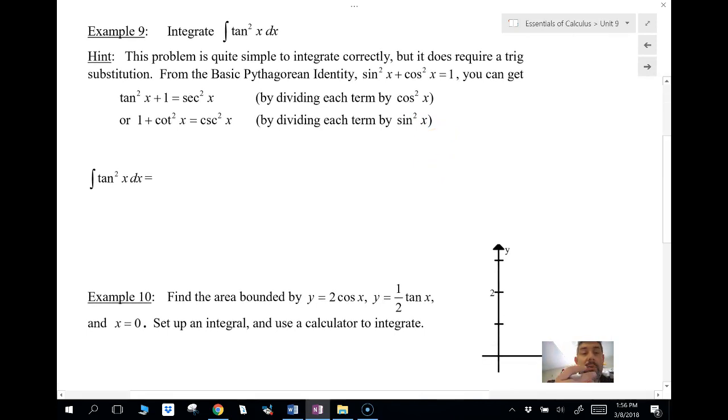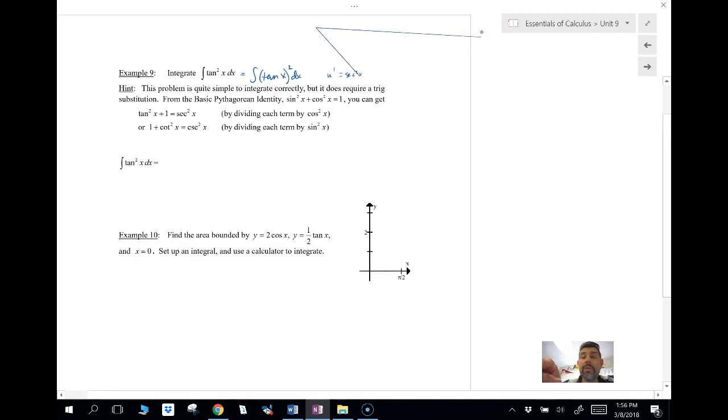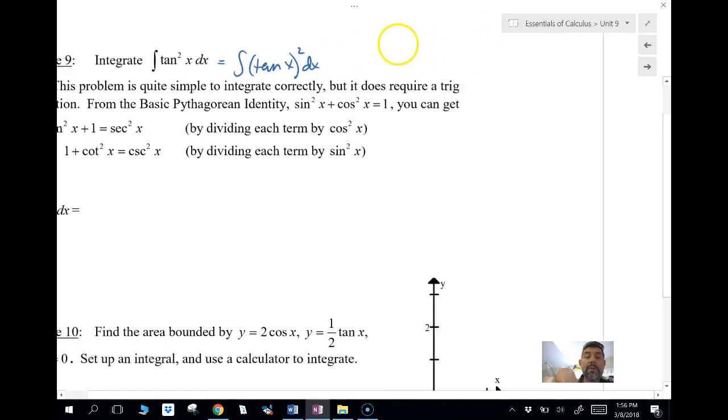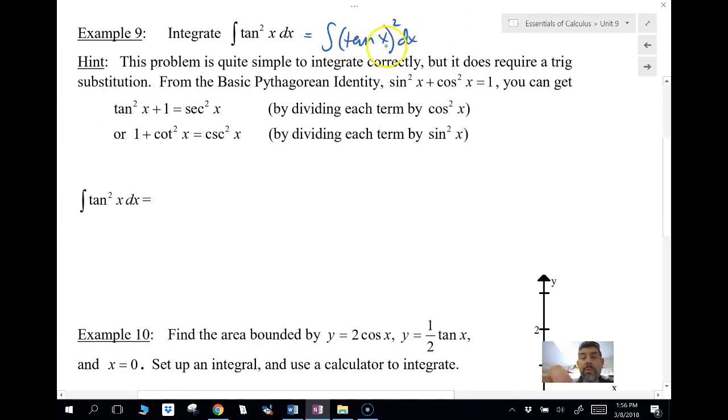So integrate tangent squared x. Now the problem with this one is that even if we change this to tangent x dx and we square this puppy like this, we don't have a hook in here, right? Because u prime, the derivative of u, is secant squared. So we won't be able to do anything with that because the derivative of tangent is secant squared. We don't have a hook. We don't have a secant already in there or a secant squared already in there. So we're going to have to do something a little different.